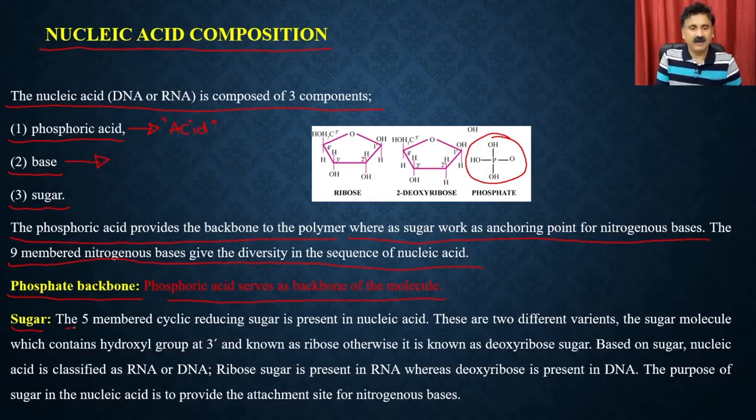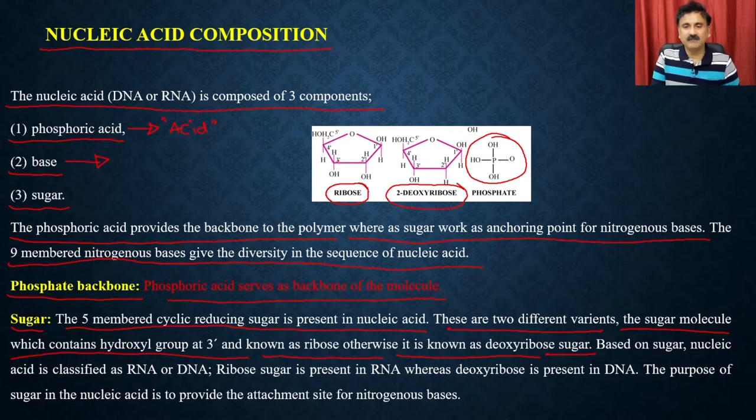So we have the 5-membered cyclic reducing sugar present in the nucleic acid. There are two different variants: the ribose sugar and the deoxyribose sugar. So you can have the two different types of sugars. So what is the difference?